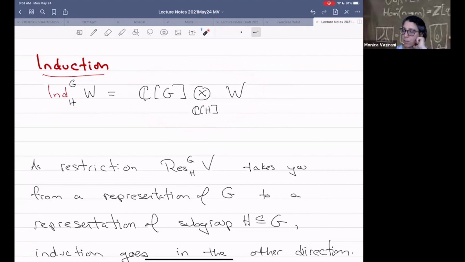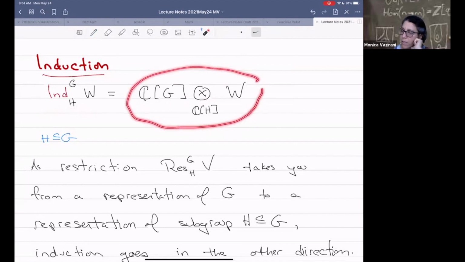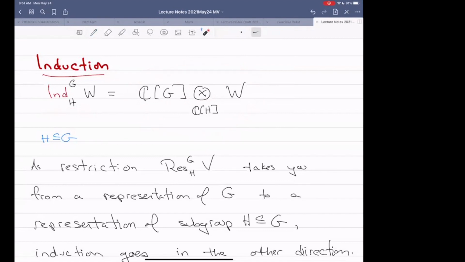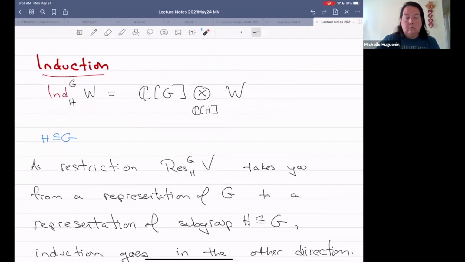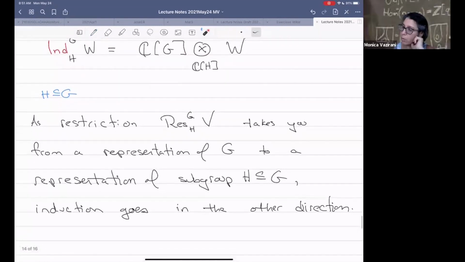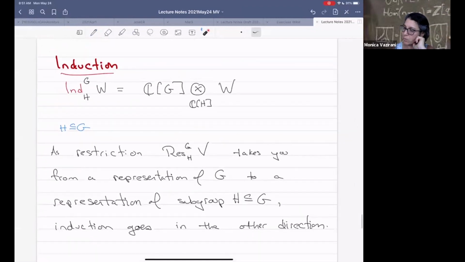If H is a subgroup of G, I'm inducing from H to G a representation W of H. And one way to describe that, you can look, I guess, in Sagan, and you can do it just knowing about groups, but really this is a good way to think about induction in vector space land. Okay, and so what's going on with induction?